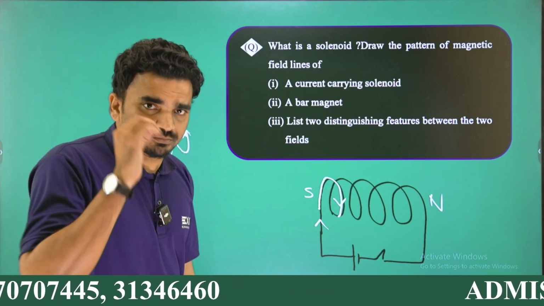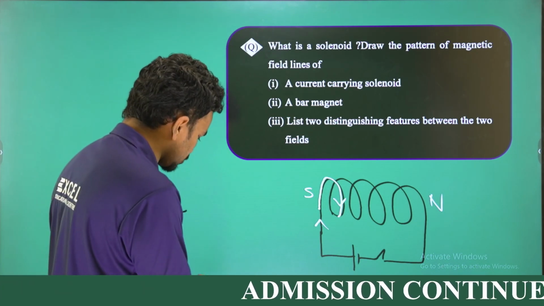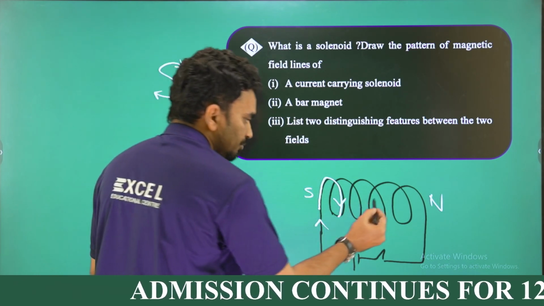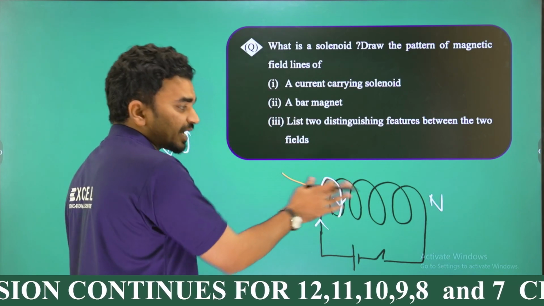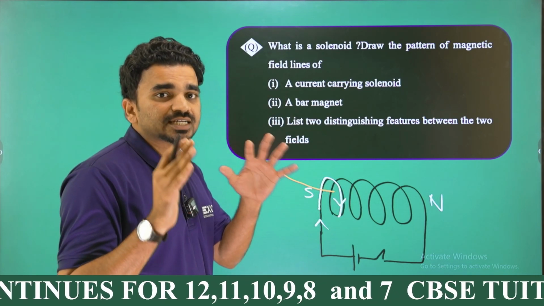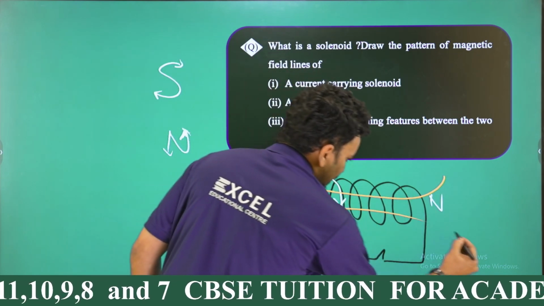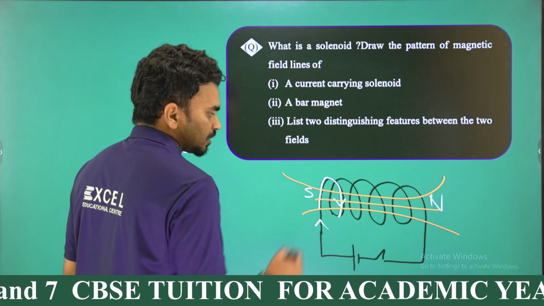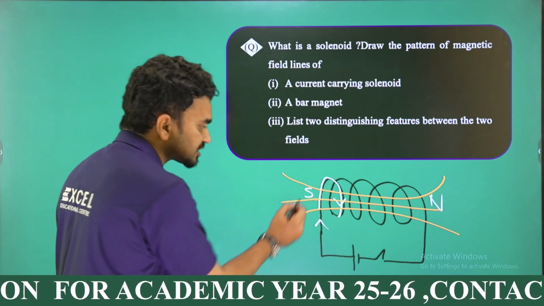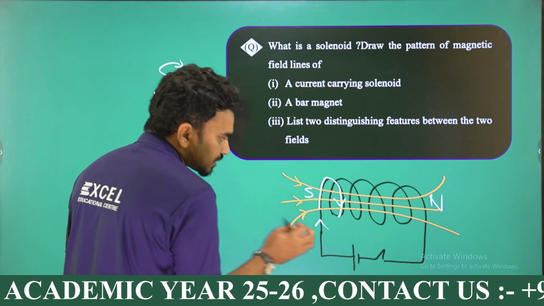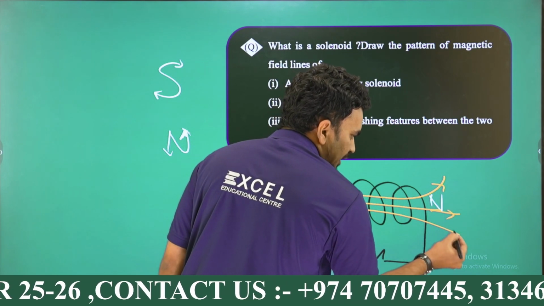Once you got the magnetic poles of a solenoid, then we can mark magnetic field lines. How do we draw the magnetic field lines? The magnetic field lines of a solenoid are exactly similar to those of a bar magnet. You know the magnetic field lines of a bar magnet, right? So it will be like this. Then how do you mark the arrow? That's why you need to know the magnetic poles. If it is south, the field lines converge. If it is north, magnetic field lines diverge or emerge.